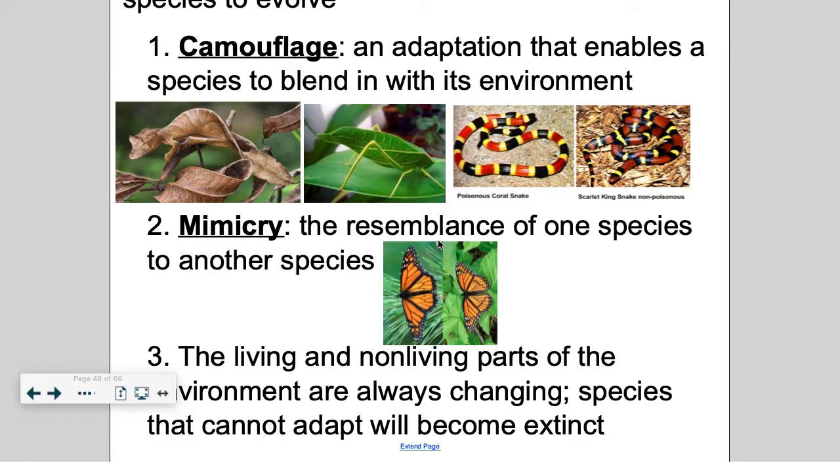Wait, so does the scarlet king snake get to choose what it looks like or not? Again, I think it just is millions of years. It kind of goes back to Julia's question, how did that even occur?